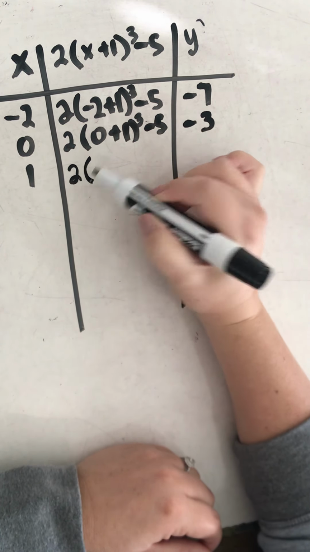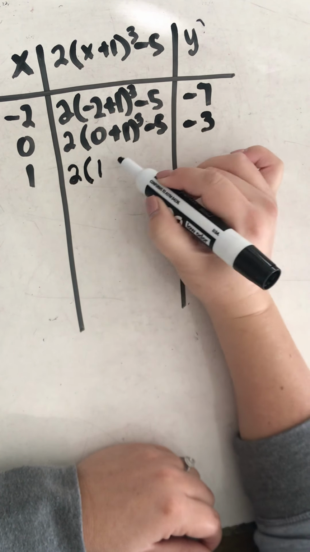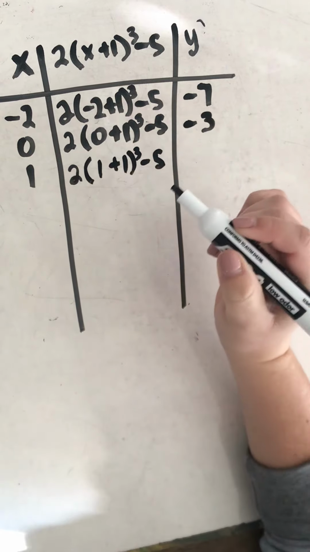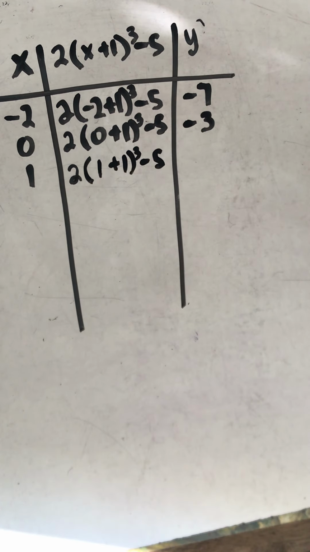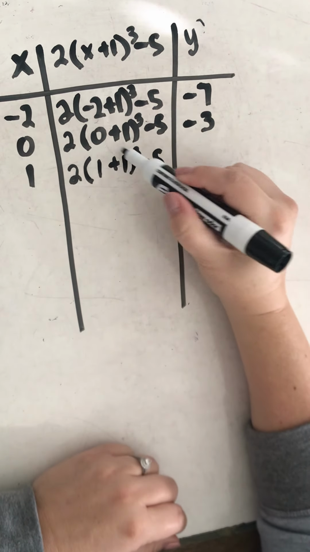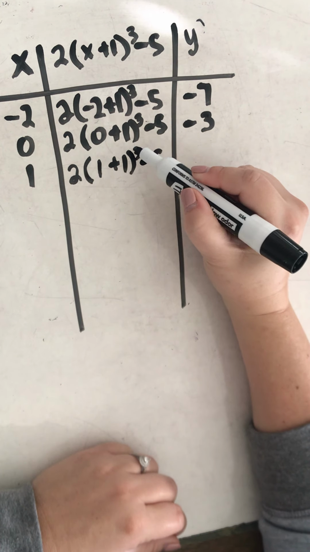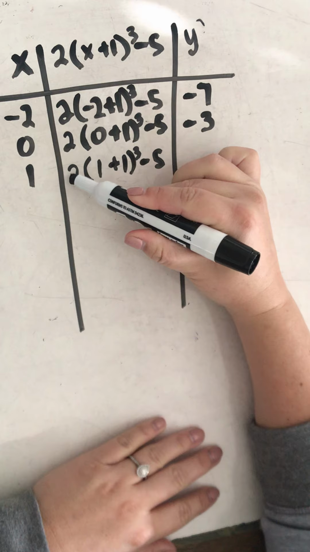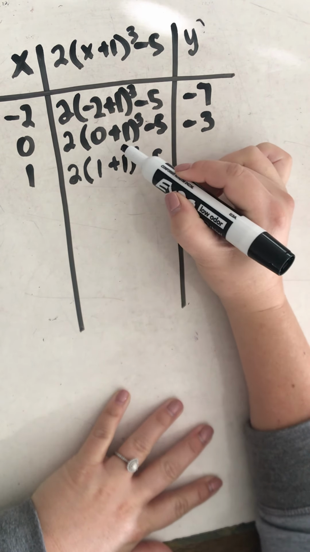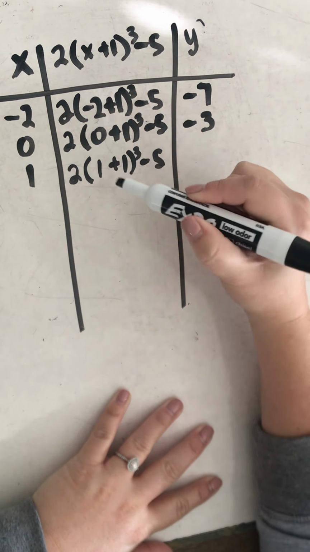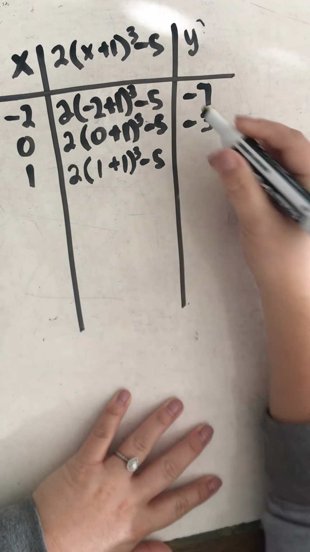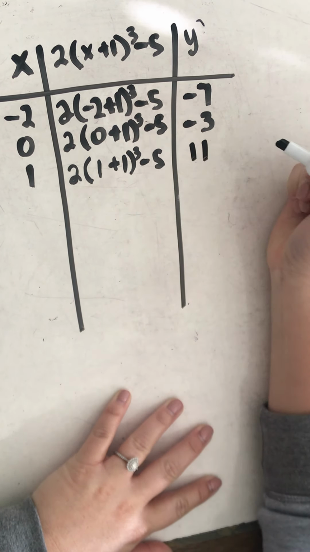Next, 2 times 1 plus 1 to the third minus 5. This would give us 2 to the third. 2 to the third is 8. 8 times 2 is 16. Now, 16 minus 5 gives us 11. All right.